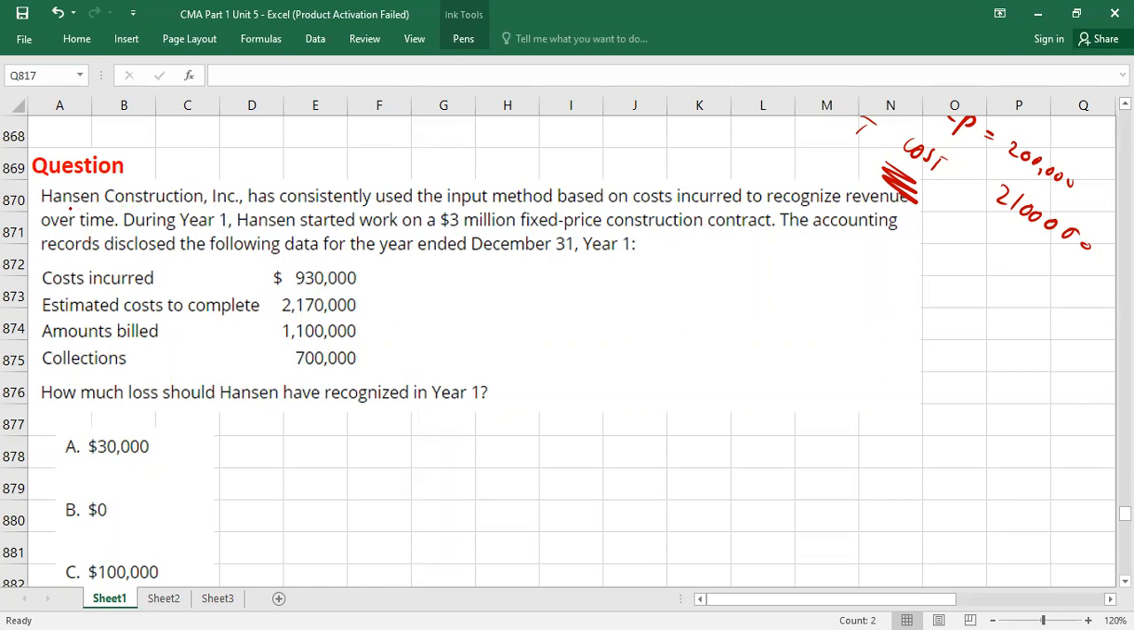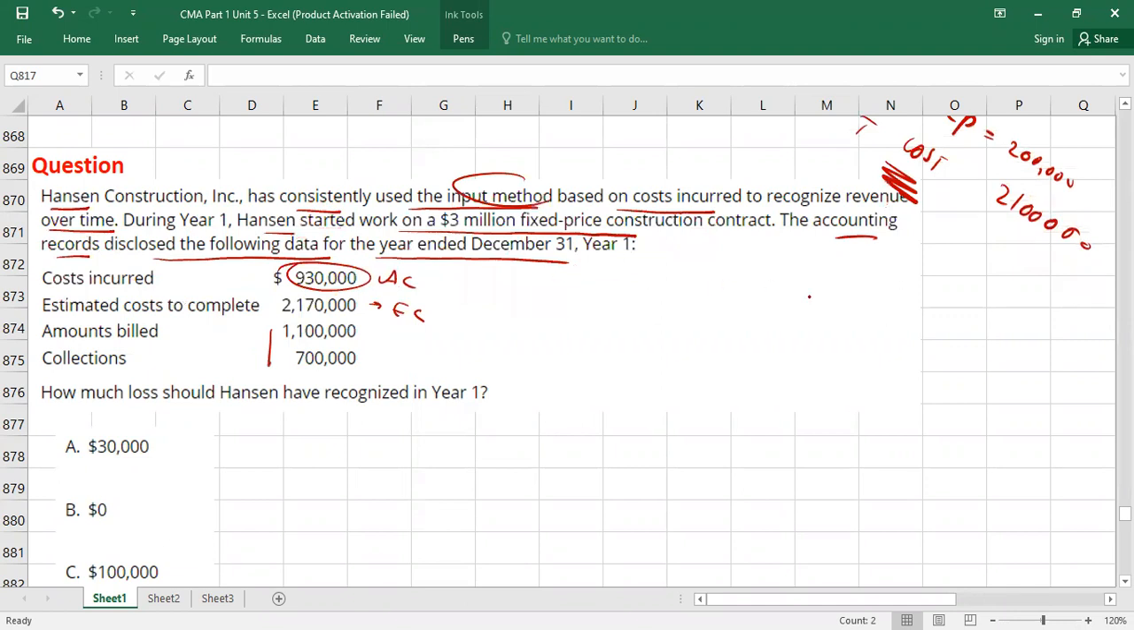They are telling you Each Construction Inc. has consistently used the input method based on cost incurred to recognize revenue over time. So they were using the input method. During year 1, Each started work on a 3 million fixed price contract. The contract price is 3 million. The accounting records disclose the following data for the year ended 31st December year 1. This is the accounting data we have. We have cost incurred, which is the actual cost, right? And estimated cost is 2.17 million. And this is your amount billed and collection, no need.